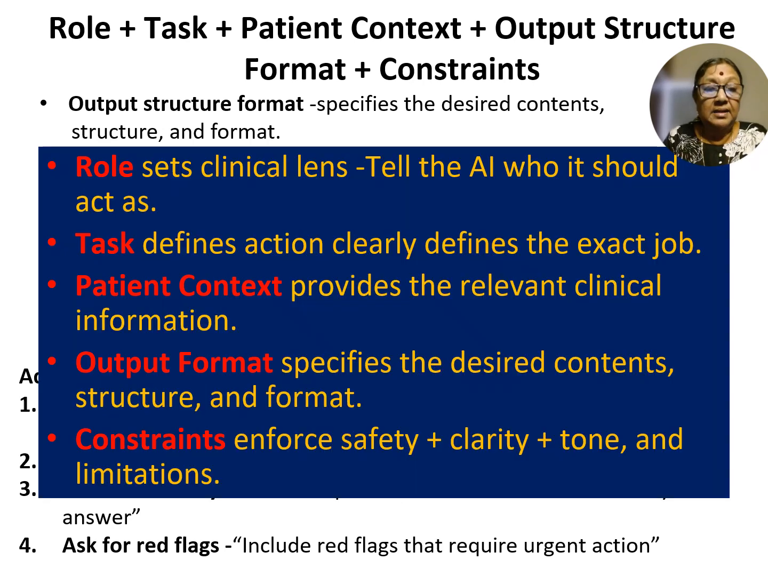So we will see, you have 5 components: role, which tells AI who it is; task, which defines the exact task to be done; patient context, which is very much up to you. You have to give the relevant clinical information. If you don't give it, it won't give you. Then output format, which specifies what contents you want, structure and format. We will see how to give the content. This is especially true in the second application we are taking. And constraints, we have already explained that.